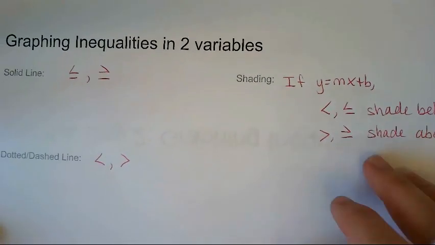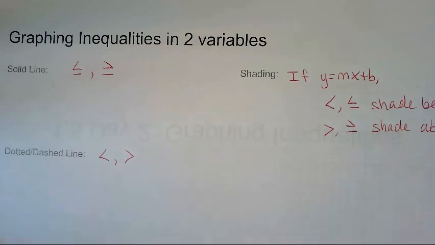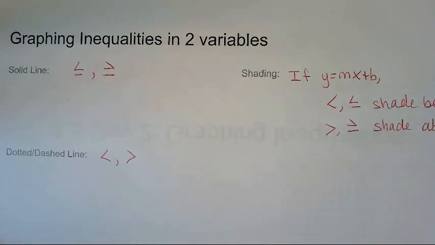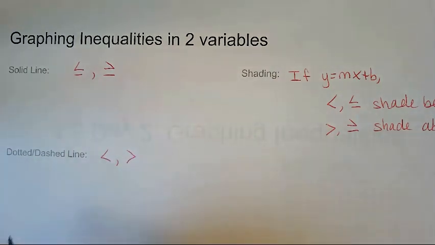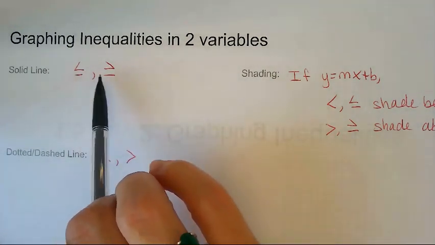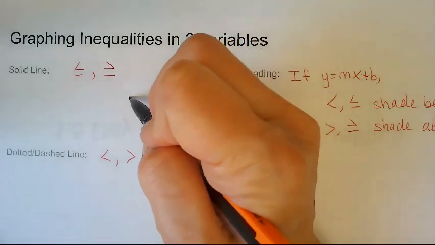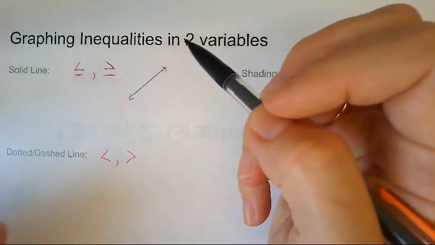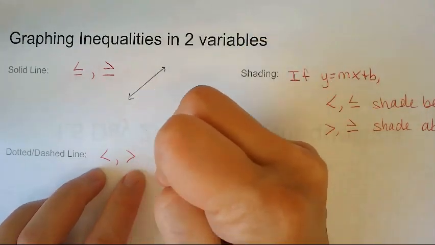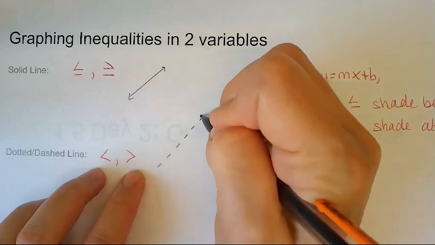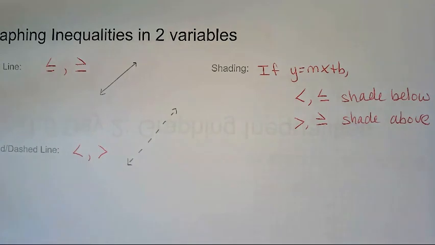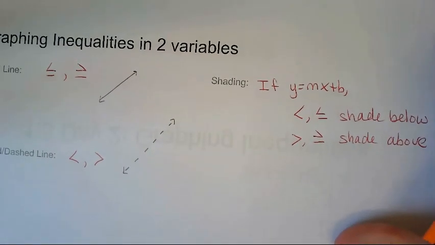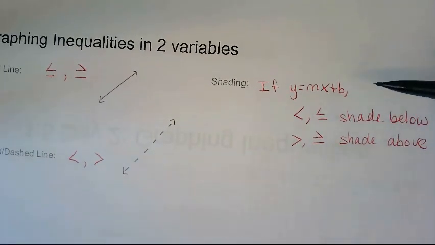So the first thing you need to know is, when do I need to do a solid line or a dashed line? So when we have inequalities, those are those less than or greater than symbols. So if it has an equal sign underneath it, you're going to draw just a normal line. If it's missing that equal sign, we're going to do a dashed line to show that that line is not being included.